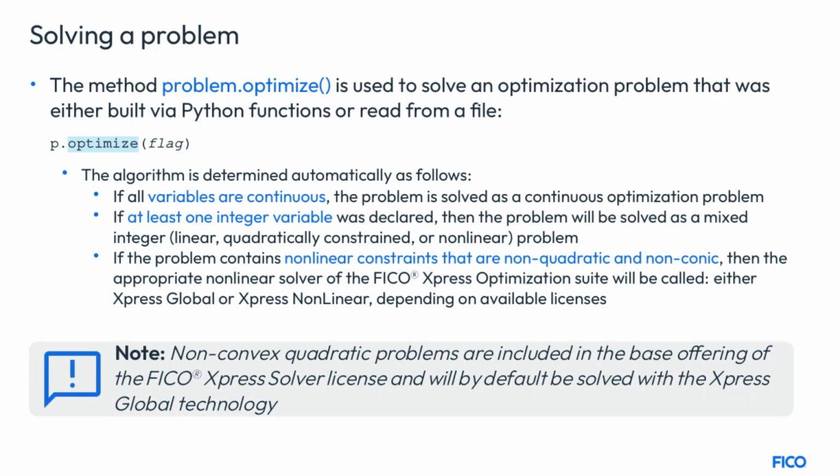After an optimization problem has been created and populated with variables, constraints, and objective function, or has been read from a file, call the method problem.optimize to solve the problem. This method has an optional flag argument that indicates the type of solver to be invoked. If no flag is passed, by default the type of solver is determined based on the type of problem.